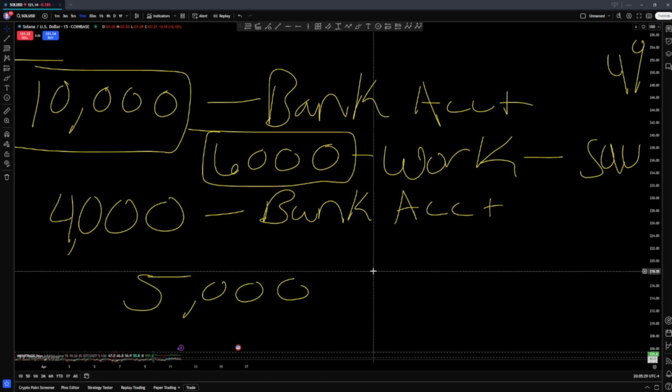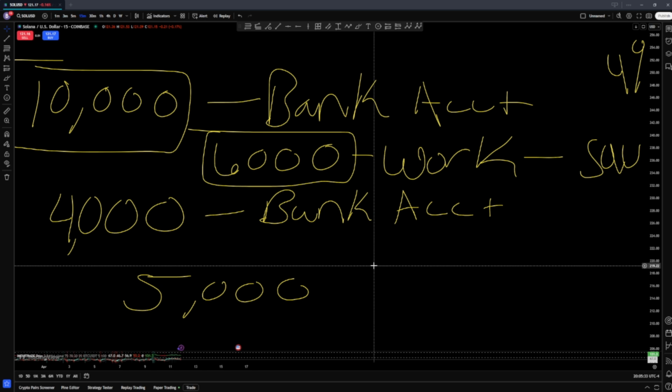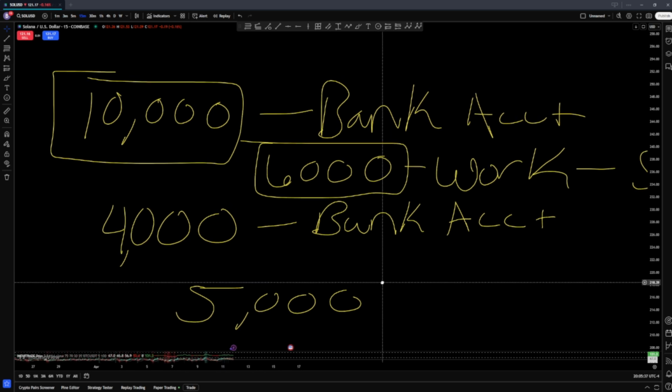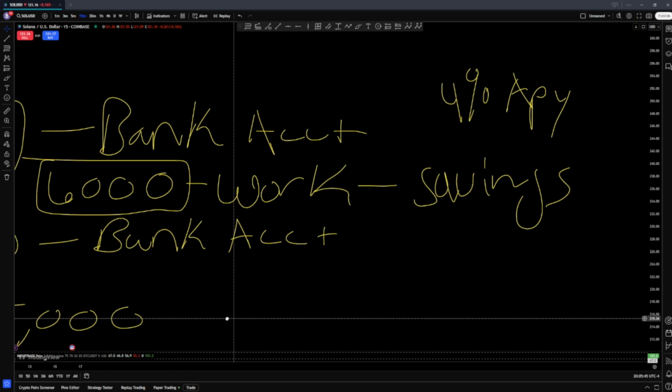Unless you're paying 10,000 in expenses, then I got nothing to say to you. But if you're only spending $4,000 a month, you only need 5,000. 1,000 for room for error. That is it. That's it.